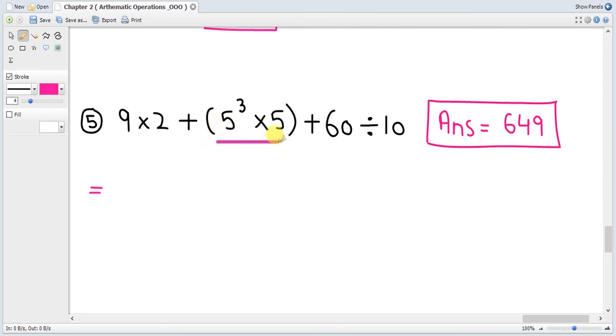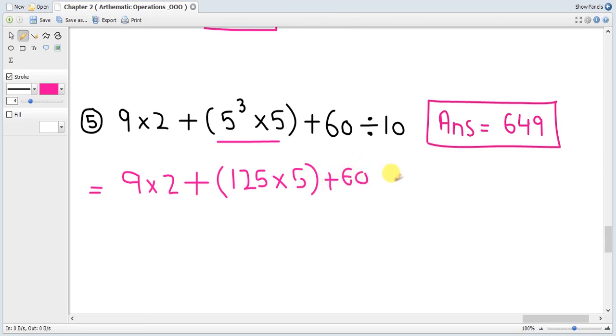So bracket first. 9 times 2 plus, now we have to solve all the values inside the bracket first. So this is exponent 5 cube. 5 cube means 5 times 5 times 5. So 5 times 5 is 25, and 25 times 5 is 125, times 5 plus 60 divided by 10.